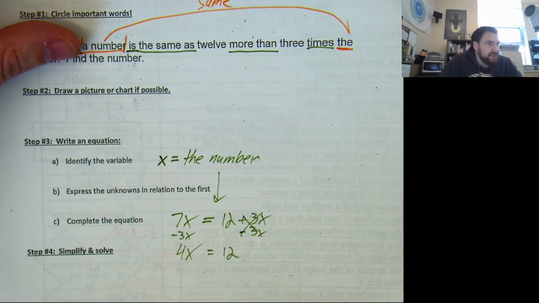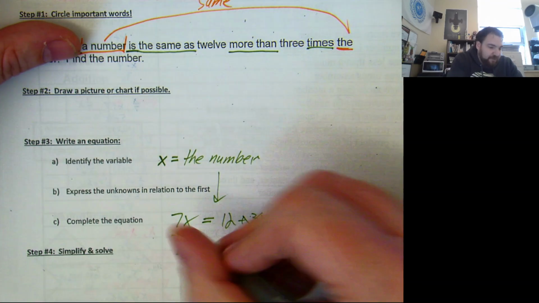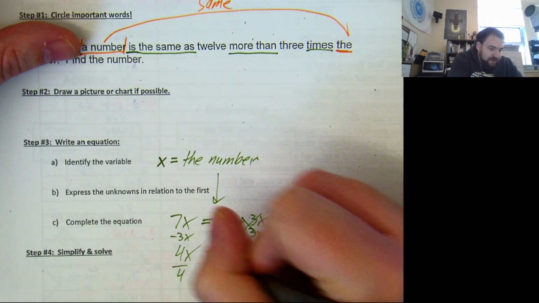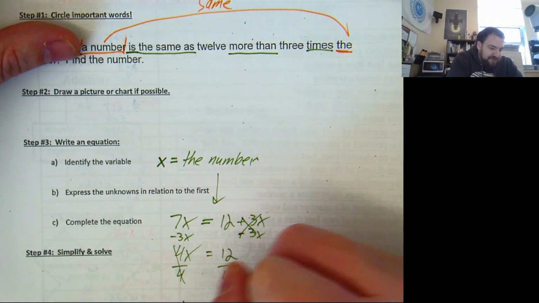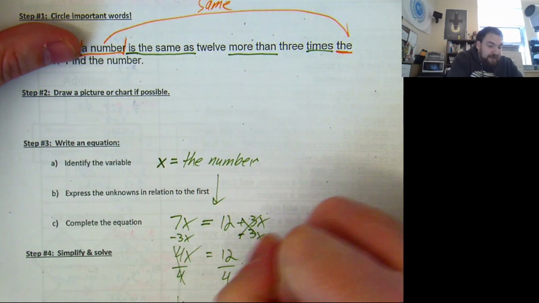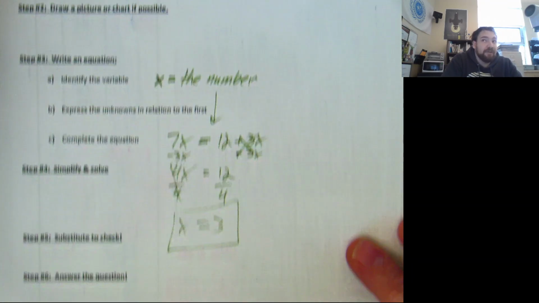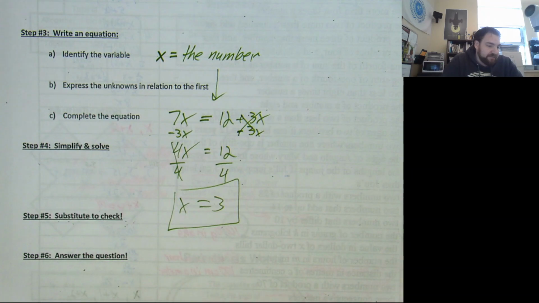I don't want 4 times x, I just want x. We divide by 4 on both sides. 4's cancel, x equals 3. So 3 apparently is the number. Let's check.